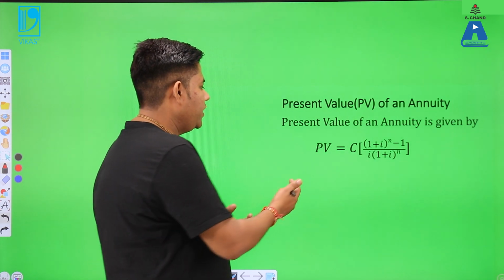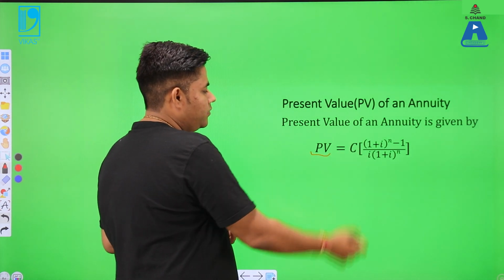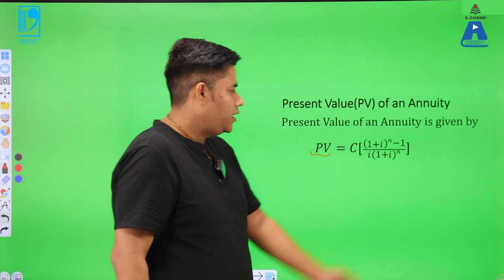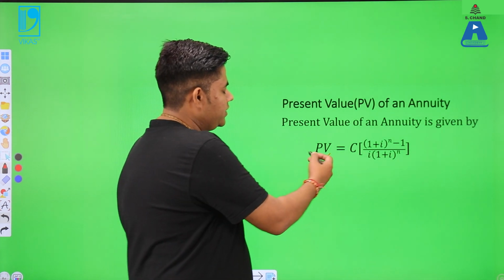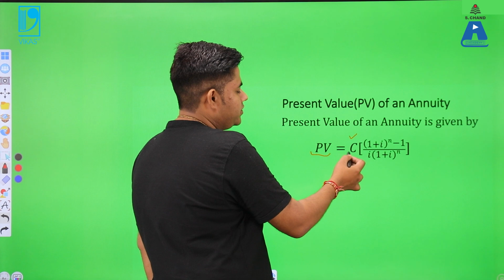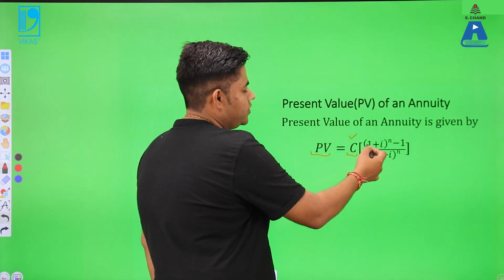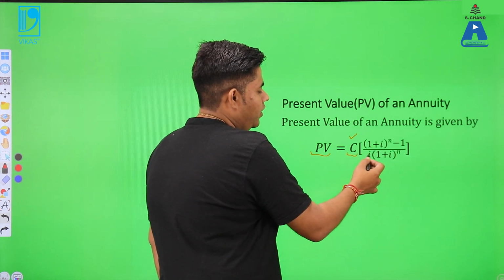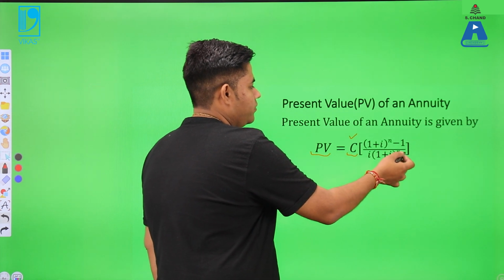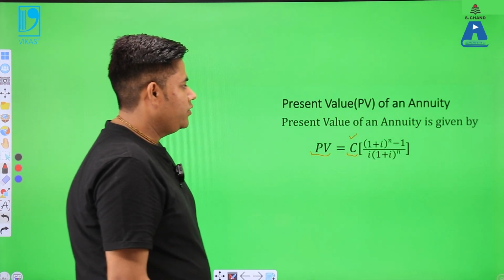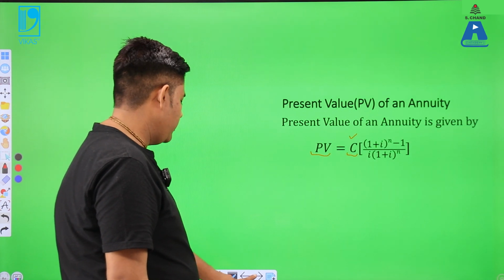The present value of the annuity is given by the same formula, but the denominator part is somewhat different. The present value is connected to the annuity C. So it is C times (1 plus i raised to the power n minus 1) over (i times (1 plus i) raised to the power n). This is the formula used to find the present value of annuities.